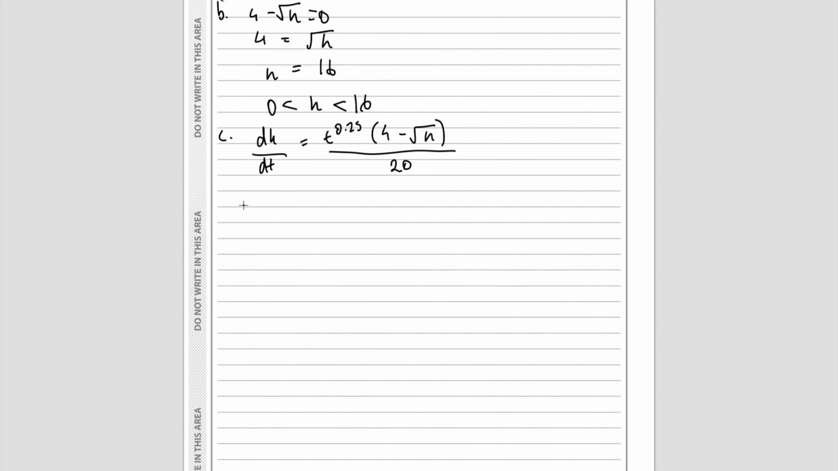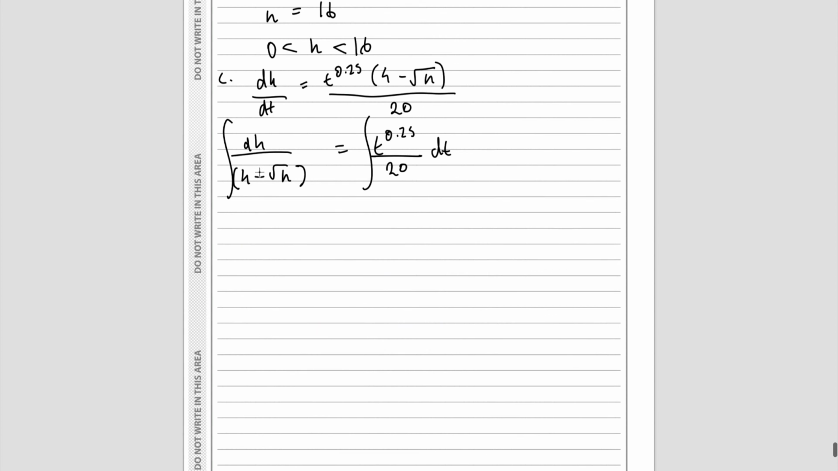So we'll have dh over 4 minus root h will be equal to t to the power of 0.25 over 20 dt, because we've moved that dt to the other side. In reality, it's something different, but in practice, just think about moving that dt to the other side. And now we're just going to integrate both sides of the equation.